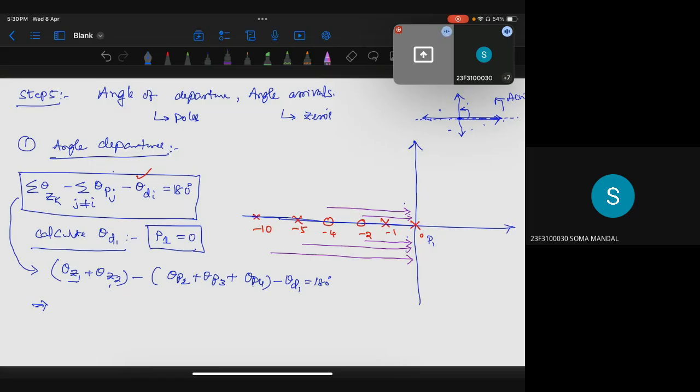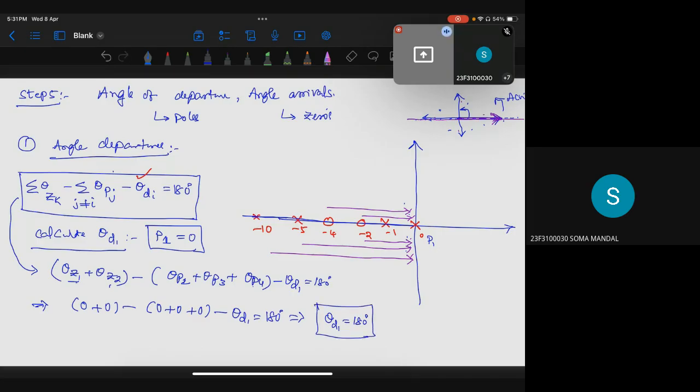Yes, all these lines are matching with this line. What is that arrow marked line doing with this horizontal axis? Zero, 0 degree, sir. Yes, exactly. So all these angles are zero. So theta d1 is what? 180 degrees. Is this step clear?